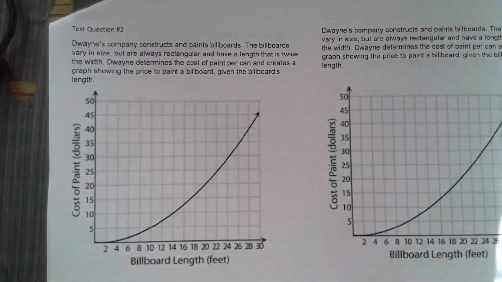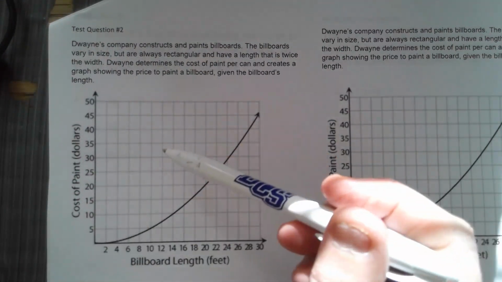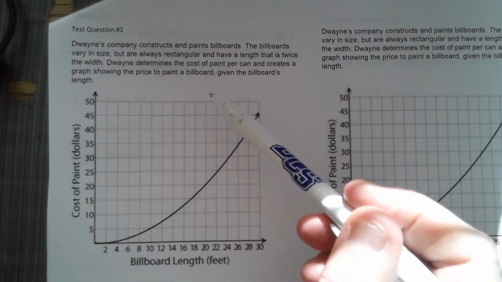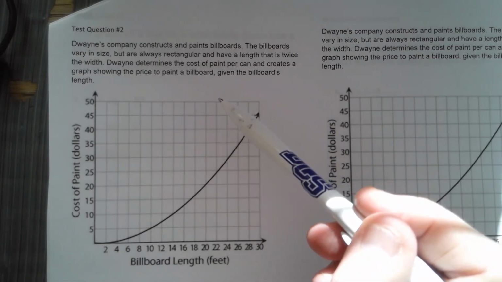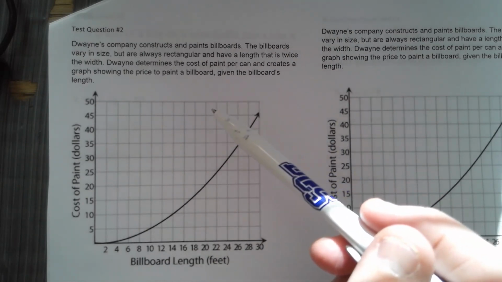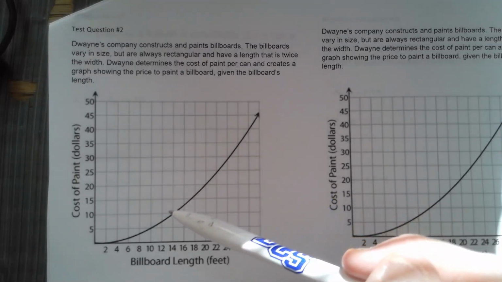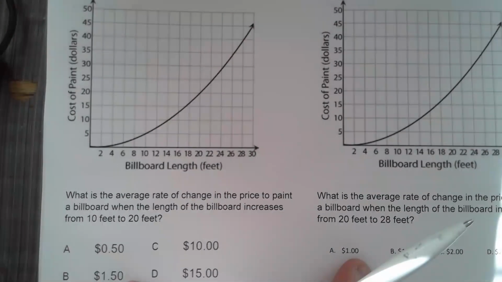Okay, next most missed question. Very wordy up here, describing what this graph is like. Dwayne's company constructs and paints billboards. The billboards vary in size, but are always rectangular and have a length that is twice the width. Dwayne determines the cost of the paint per can and creates a graph showing the price to paint a billboard, given the billboard's length. None of that is really important.